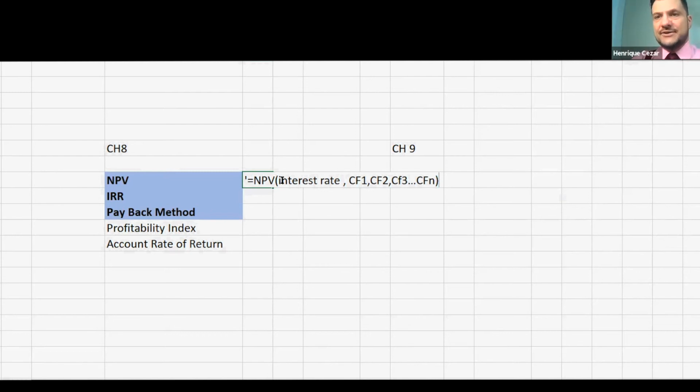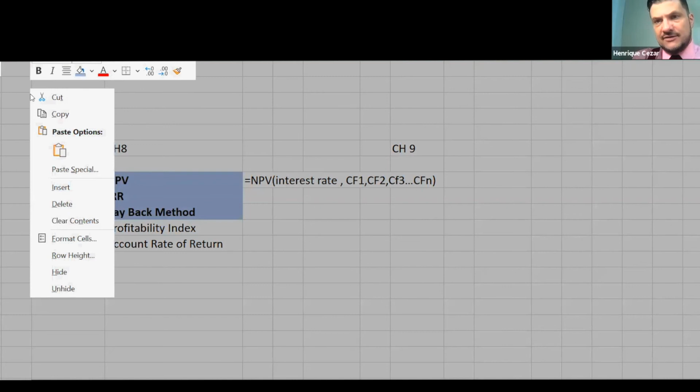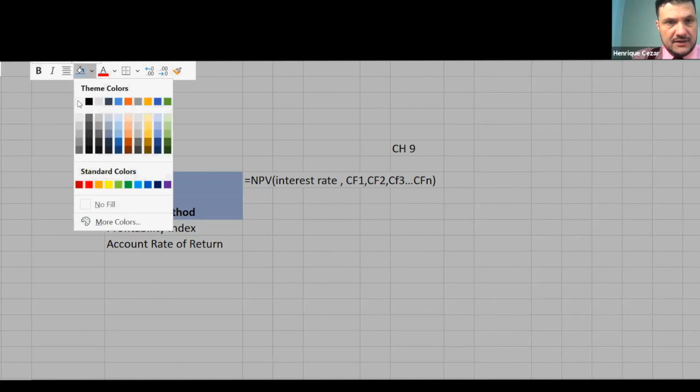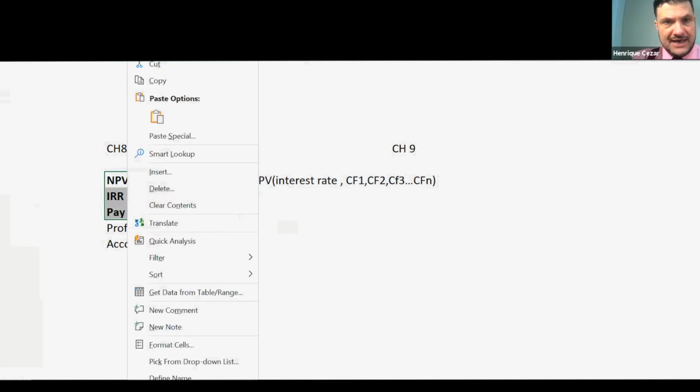And when you press enter on that formula, friends, let me get rid of those little things here. This means you will get how much money, if it's a positive number, how much money you get as profit, okay? Or if it's a negative number, then you know it's a non-profitable project, okay? So that's pretty much the idea here.